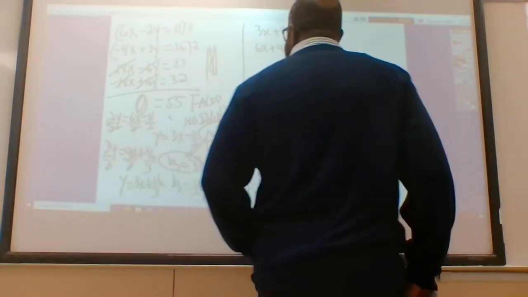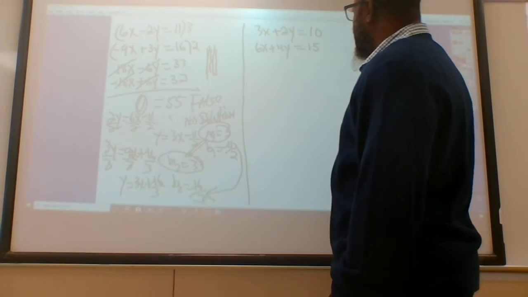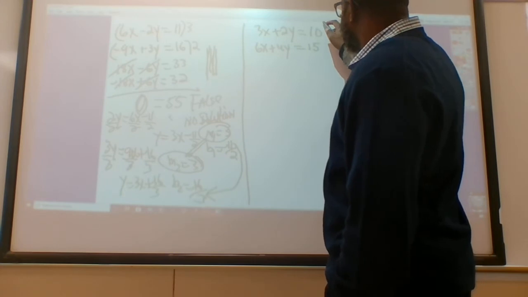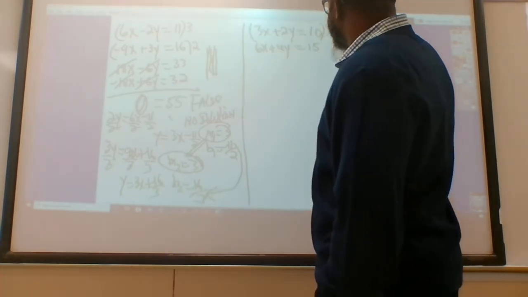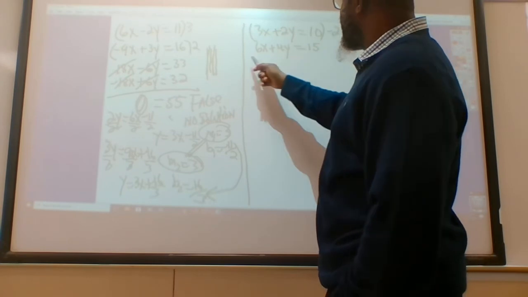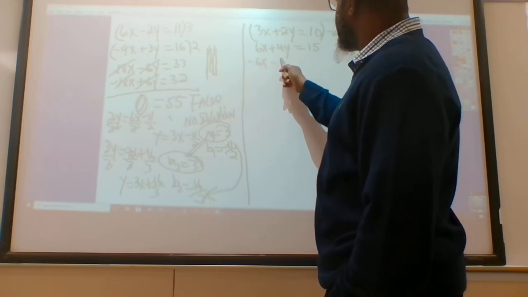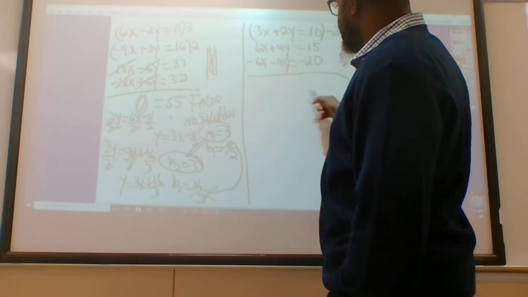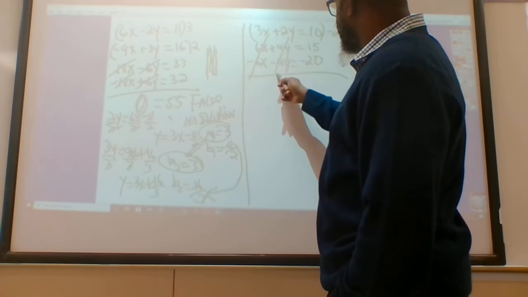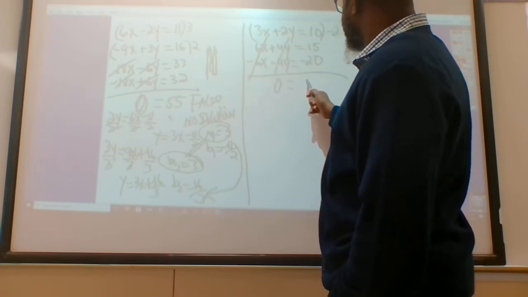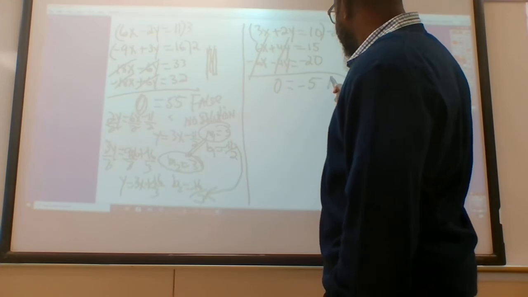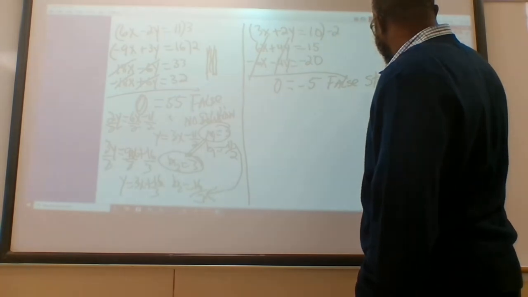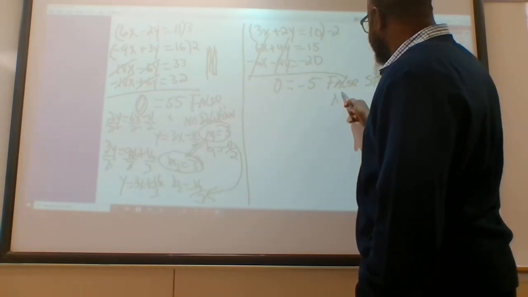All right, here. Let me see if I can cancel the x. To cancel the x, I will have to multiply this by negative 2. Then that will give me negative 6x minus 4y is equal to negative 20. The x cancel each other, the y cancel each other. That will give you 0 is equal to negative 5. Once again, that's a false statement. No solution.